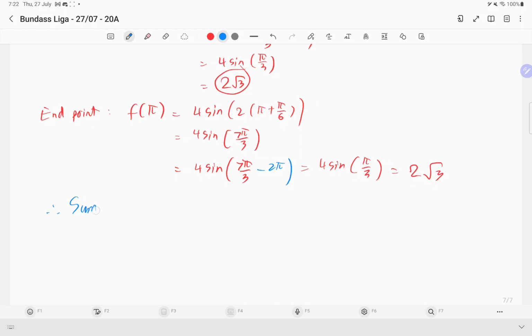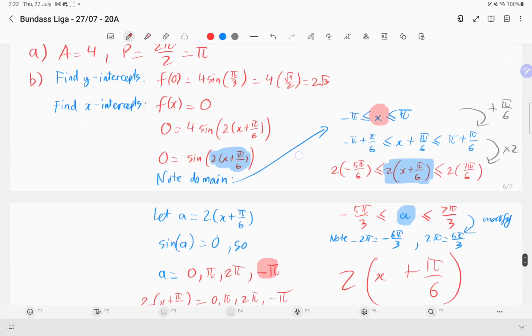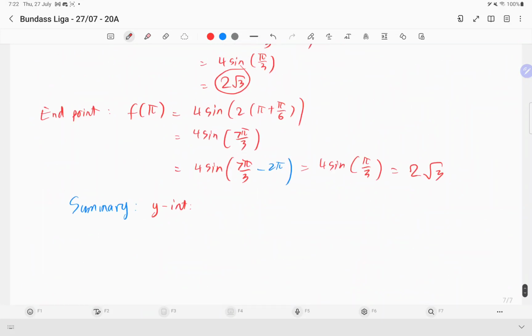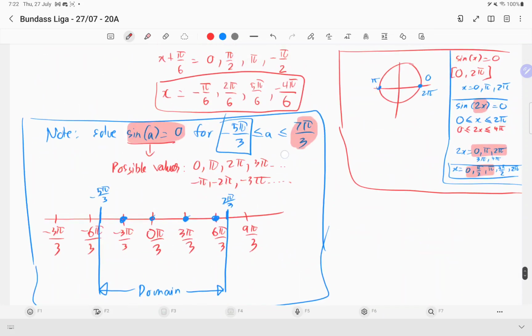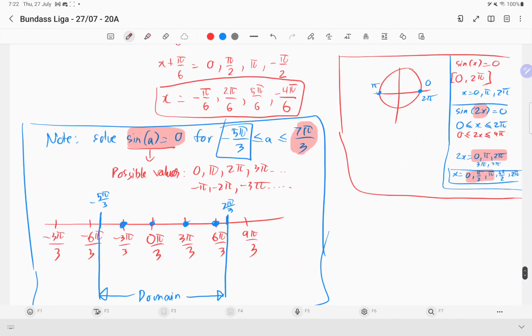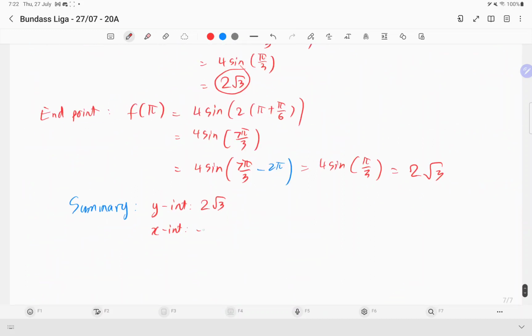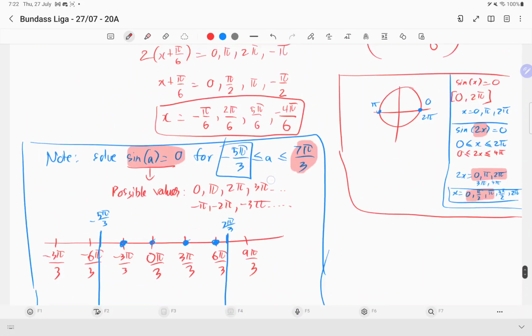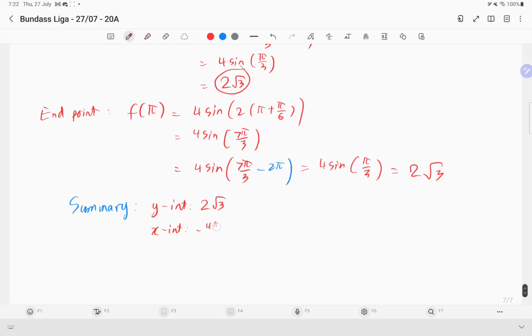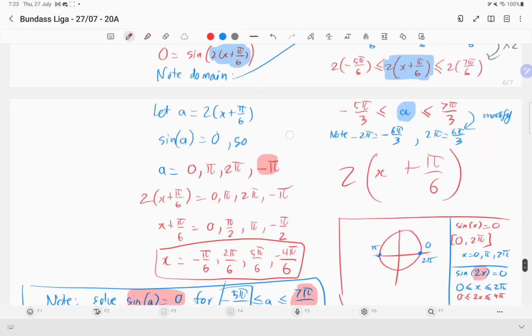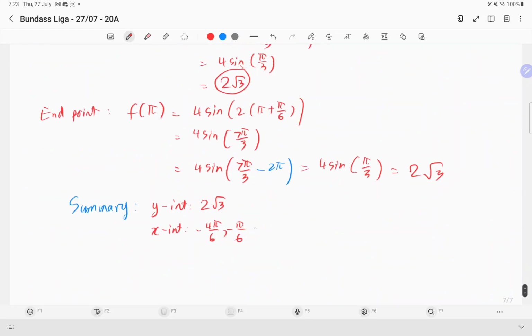Okay, let's do a bit of a recap. So summary. So far, what we've got is the y-intercept, right? What's the y-intercept here? 2 square root 3. So the y-intercept is 2 square root 3, and the x-intercepts are the following values here. I'll start with the lowest one: negative 4 pi on 6, negative pi on 6, and then 2 pi on 6 and 5 pi on 6.